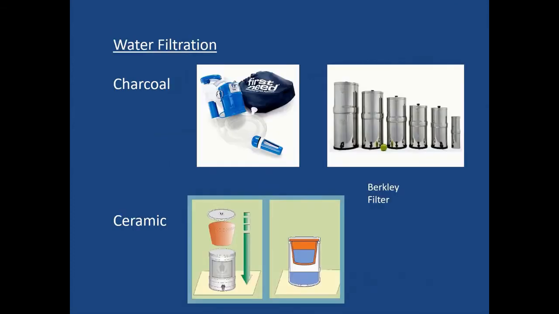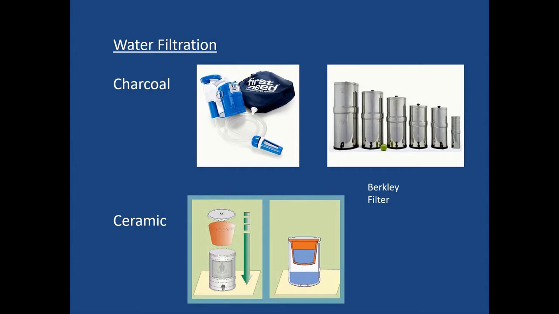So various filtration, charcoal is a good go-to standby type of filter. We use a First Need filter on our backpacking excursions, have them handy. They can filter a large volume of water and are readily available and easy to use. The Berkey filter would be a household version that you could use, a countertop, lots of different sizes there from the personal to the family level.